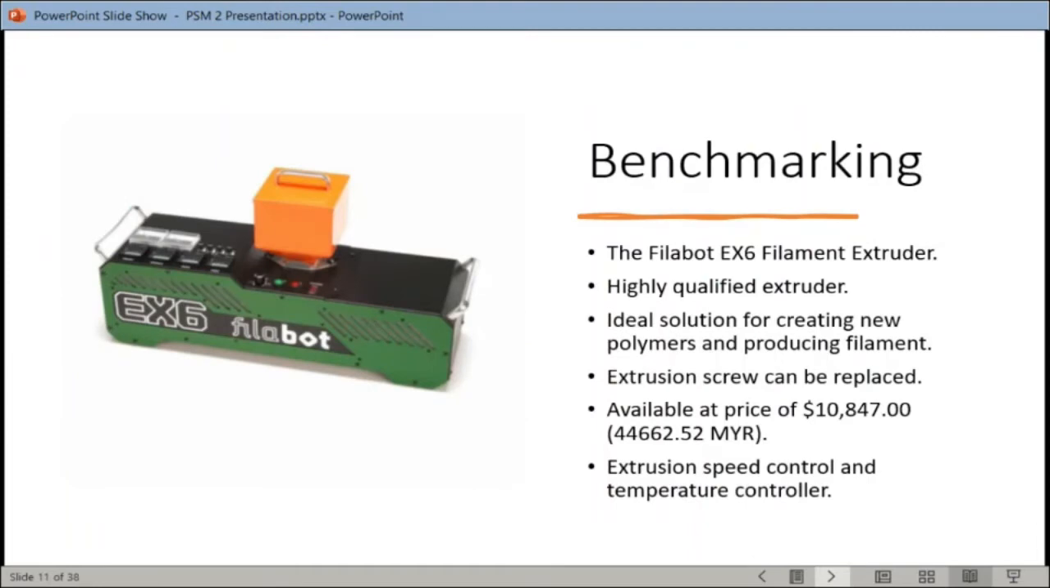For the second benchmarking, the Filabot EX6 filament extruder is a highly qualified extruder. The extrusion screw can be replaced and it is available at 44,000 ringgit Malaysia.